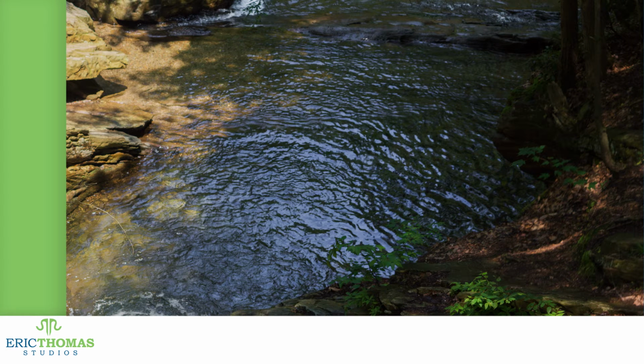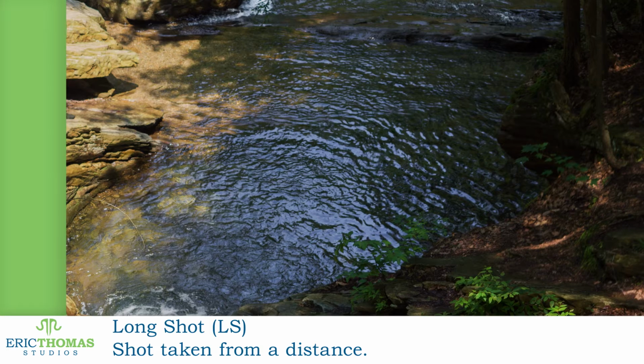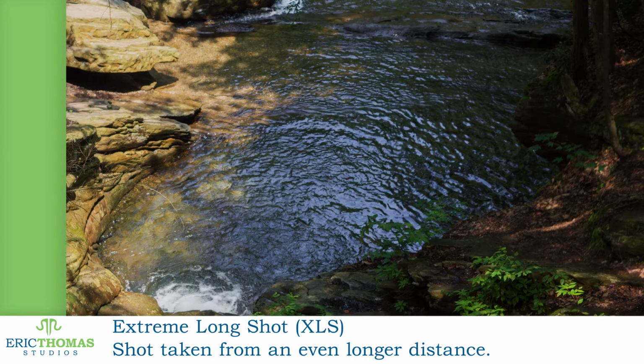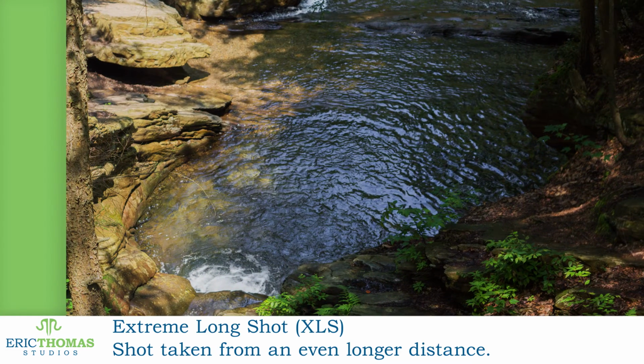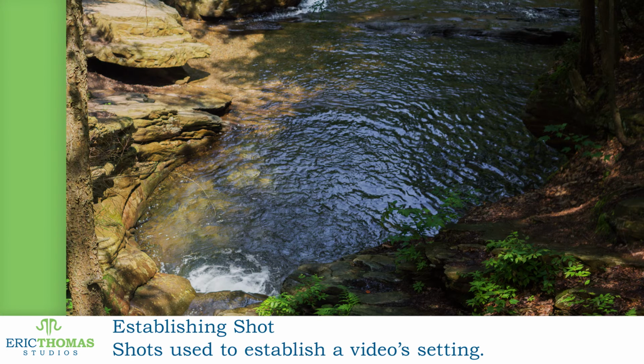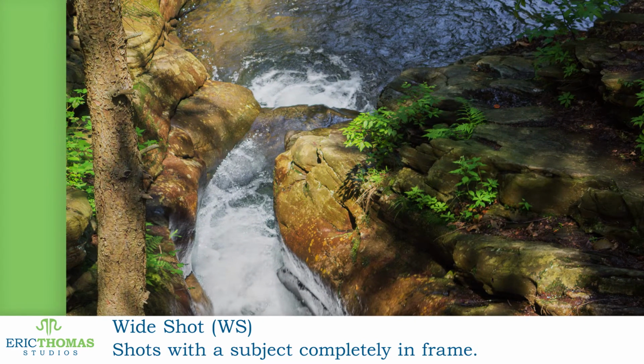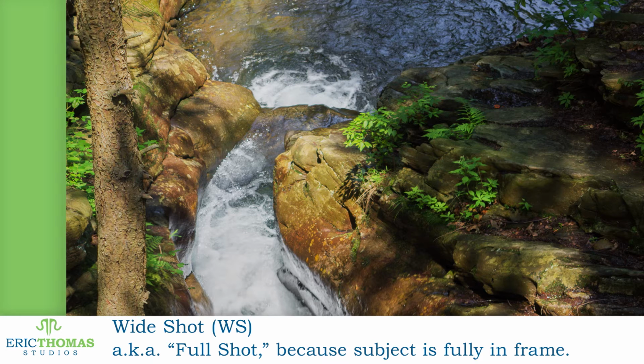Some of the most common types of composition are long shots, which are shots taken from a long way away while still having the main subject showing. There's also a variation of this called an extreme long shot, which is even further out. Both long shots and extreme long shots are also often used for what are known as establishing shots, or shots at the beginning of a scene used to set up the location where something's taking place. Getting a bit closer to the subject, we have the wide shot, which is a shot where the subject is completely in the frame with some background. This is also sometimes called a full shot since the subject is fully in the frame.